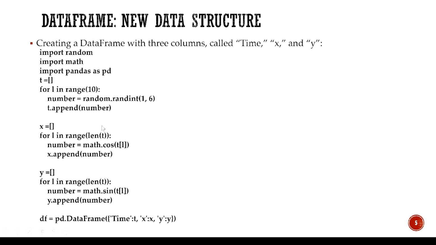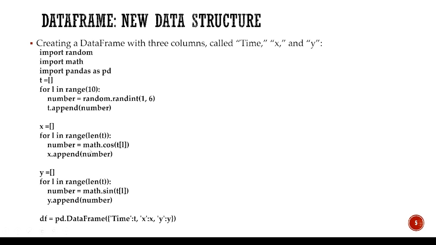Okay. For the second variable X, the data structure is a list, and you see another for loop, this time for l in range len of t. So here we generated a list, and len of t returns the number of items in that list. So here, if it is 10 items, then we will repeat this procedure 10 times.